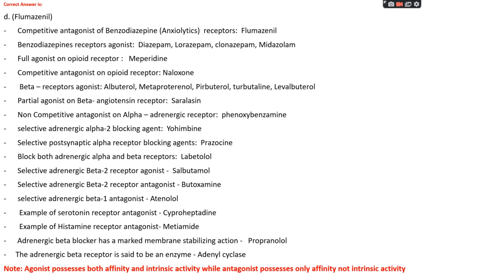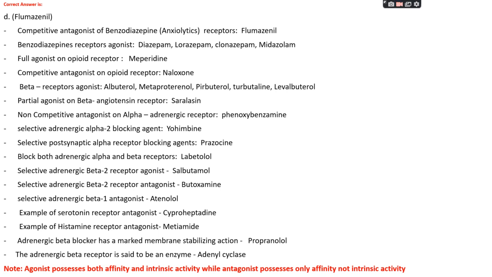Agonists refer to those drugs which have both affinity toward the receptors and intrinsic activity, and when they bind to the respective receptor, they increase its activity. Agonists of benzodiazepine receptors are diazepam, lorazepam, clonazepam, midazolam. A full agonist on opioid receptors, which are related to pain, is meperidine. The competitive antagonist on opioid receptors is naloxone.